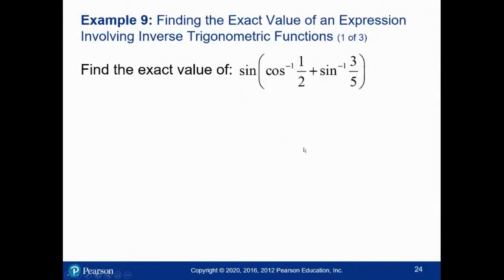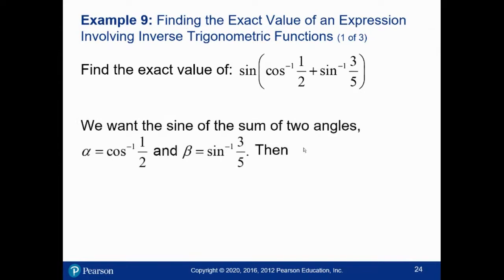Okay, now here's an interesting one. Find the exact value for the sine of arc cosine of 1/2 plus arc sine of 3/5. So I'm going to pause to give you time to do this. My hint is start by using the sum formula for sine and then go from there. So pause here and see what you can come up with. All right, hopefully we did our best.